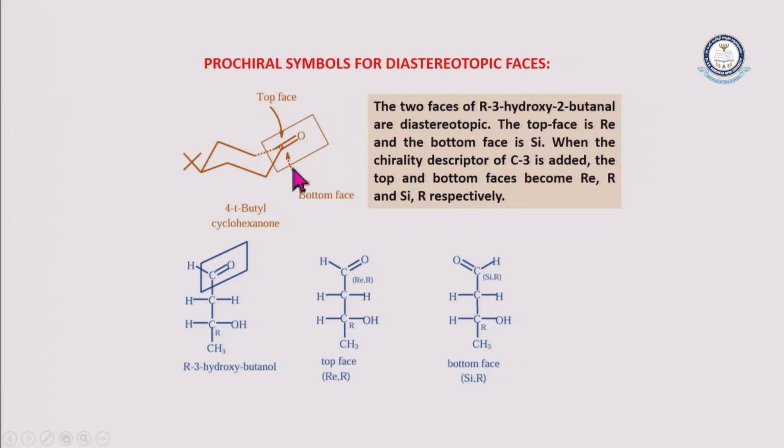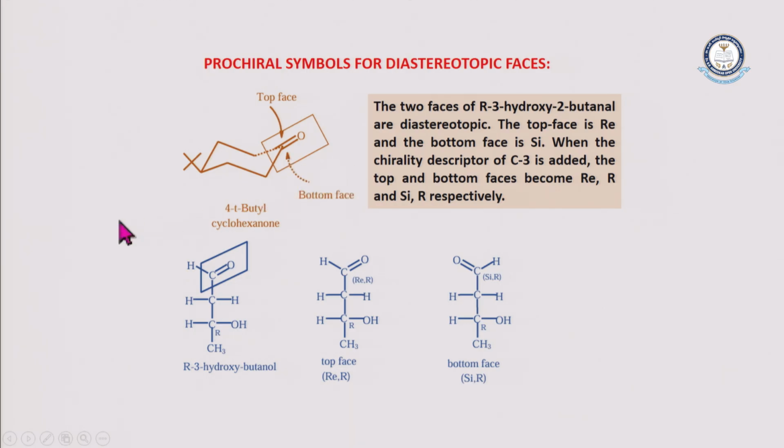So there is a C=O group, right? We have a tertiary alkyl group which is present at the equatorial position, and the incoming nucleophile may attack from the top face or from the bottom face. Earlier we saw that if it is attacking the top face, we said that it is Si face, right? But in diastereomers it will be reversed. If it is attacking from the top face, that is called Re face. If it is attacking from the bottom face, that is called Si face.